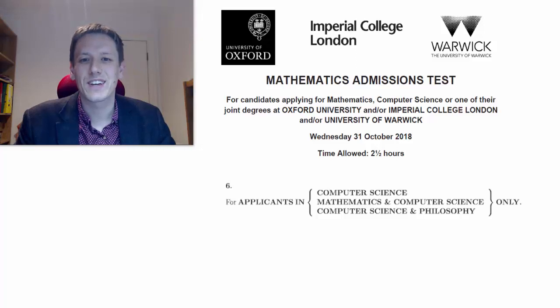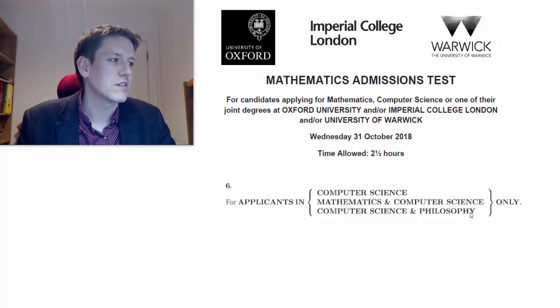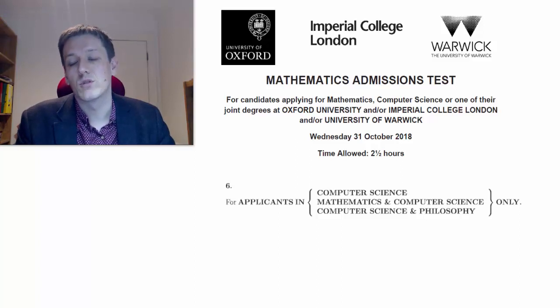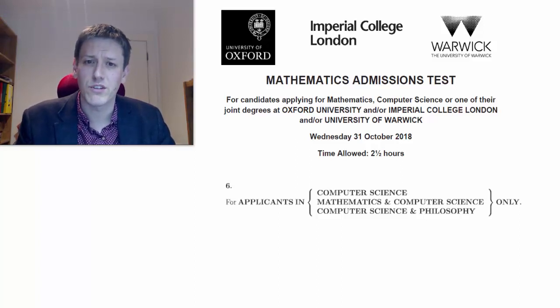Hi, in this video we're going to look at the maths submissions test from 2018 for Oxford, Imperial and Warwick. We've got as far as question 6 here, which is, as you can see, for computer science, maths and computer science and philosophy applicants. So although you didn't do this one if you're applying just for maths or maths and statistics, actually it's still very good practice. The questions tend to still be very mathematical, but perhaps have a little bit more of a procedural or algorithmic thinking element to them.